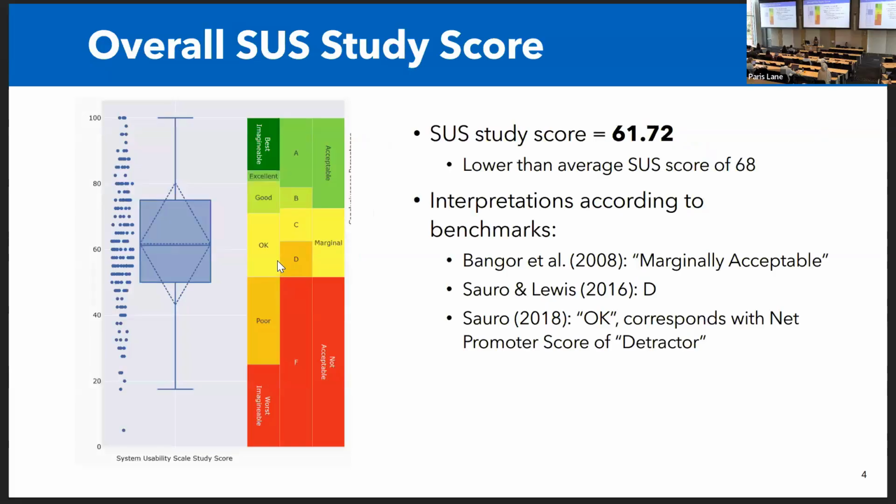So in terms of the SUS score, the aggregate SUS study score was 61.72, which is lower than the average SUS score of 68, and this signifies lower than average usability perceptions among Khastara users.